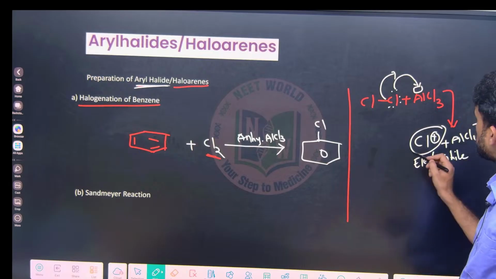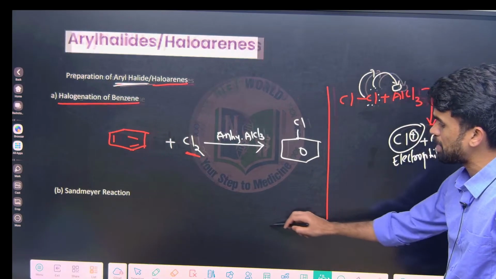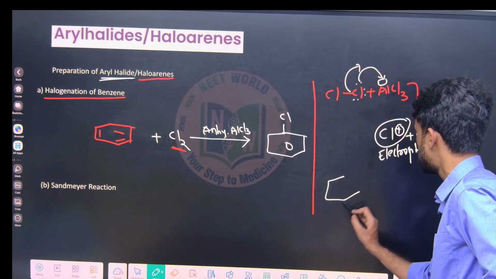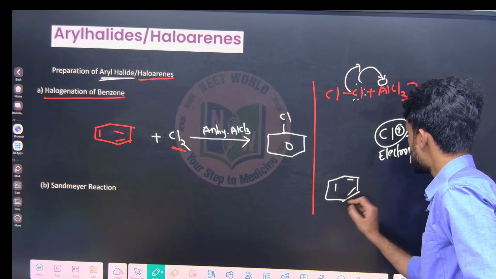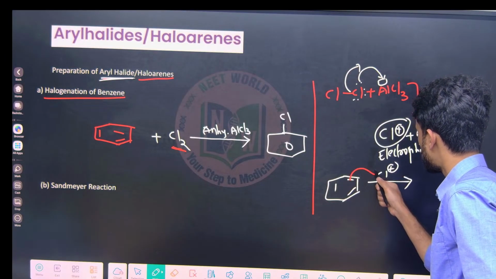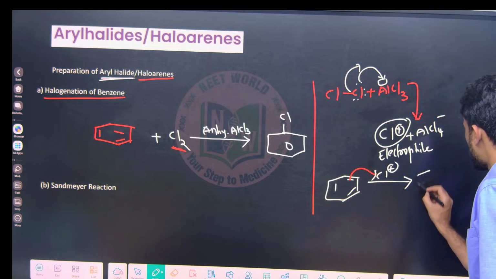Okay, so now to this electrophile we need to give some electrons. Who will be giving here? Our substrate. What is our substrate here? Benzene. So benzene contains pi electrons, right? Yes. So pi electrons can be given to this chlorine. So now what is happening here?